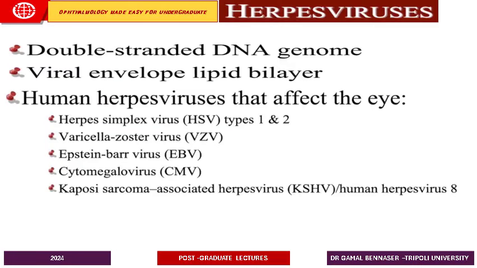Herpes virus is a group of viruses that has a common feature, which is a double-stranded DNA genome surrounded by a lipid bilayer envelope. There are about 6 or 7 types of herpes virus that affect the human eye. Of course, the most common ones are herpes simplex type 1 and type 2. Another type is the varicella zoster virus, which is known as chickenpox, and when reactivated is known as herpes zoster ophthalmicus. Then there are the Epstein-Barr virus, the cytomegalovirus, and the herpes virus associated with Kaposi sarcoma, which is known as human herpes virus number 8.